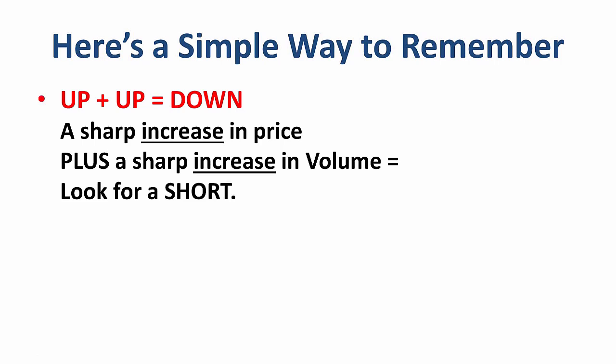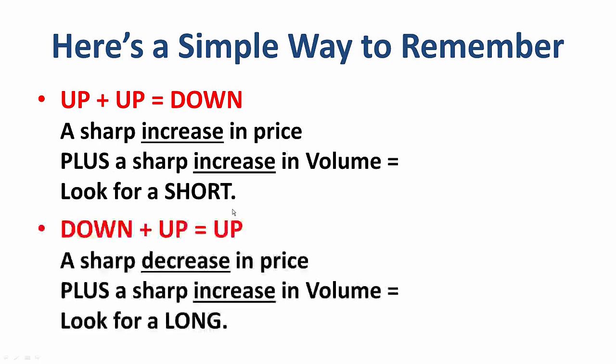Here's a simple way to remember all of this. I'd grab a pencil here and write this down. If you have a pen, that'll work too. Up plus up equals down. A sharp increase in price plus a sharp increase in volume, look for a short. Down plus up equals up. A sharp decrease in price plus a sharp increase in volume, I'm looking for a long. Does everybody get that?